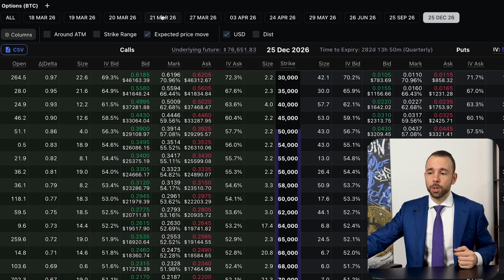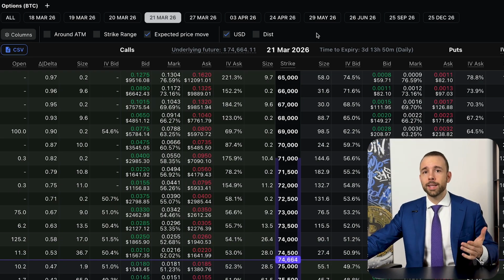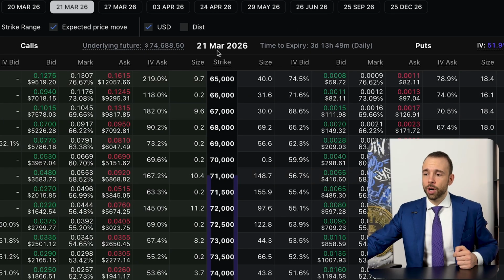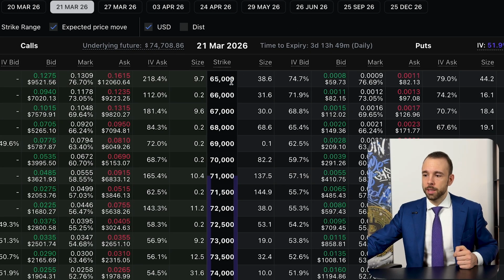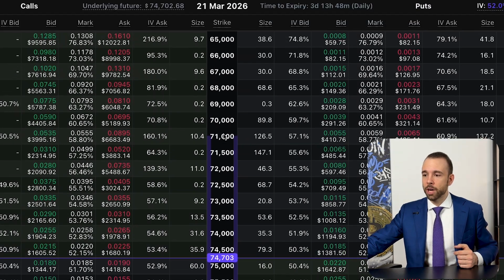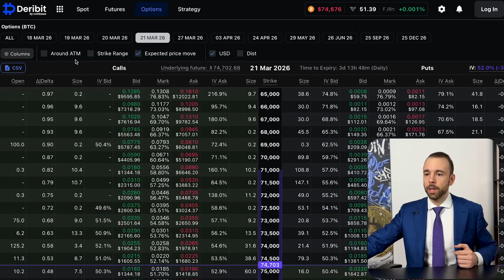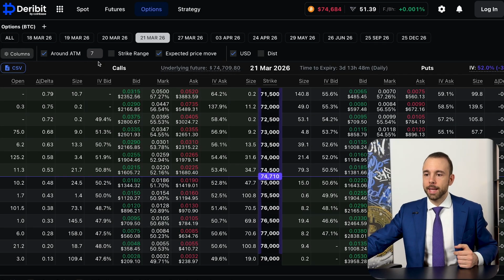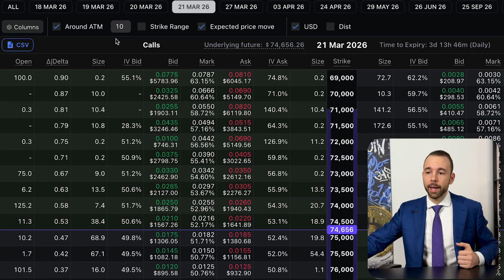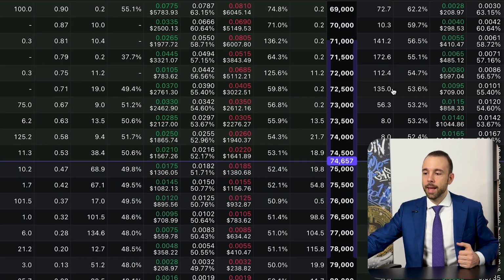After you choose the expiration date that you would like to trade, we can take a look at the option chain. In the middle of the option chain, we can find all the strike prices, from the lowest strike price to the highest strike price. And if you would like to adjust the visibility of the strike prices, you can click, for example, the Around ATM button and select how many strike prices you would like to see. For example, right now I have 10 strike prices, and that means that I am able to see 10 strike prices below the current market price and 10 strike prices above the current market price.